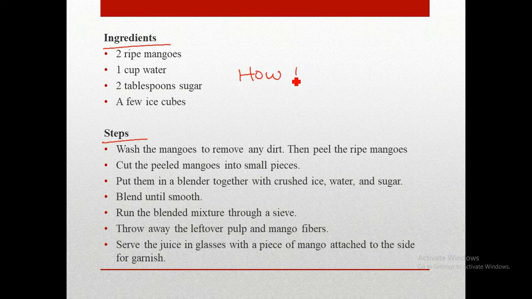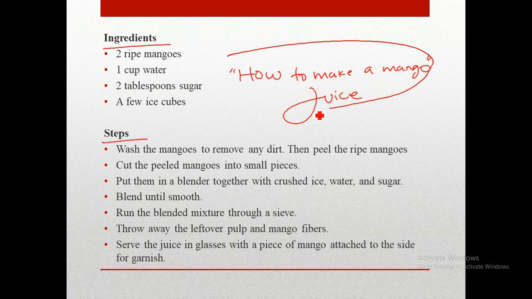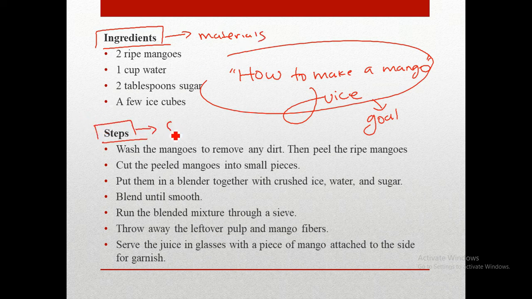How to make a mango juice. Okay. Here is the title and also the goal. Okay. This one is the goal. And this one, the ingredients, we can call it the materials. And also we have the steps. So when we see a text consisting of these three generic structures, it means that this text is procedure text.